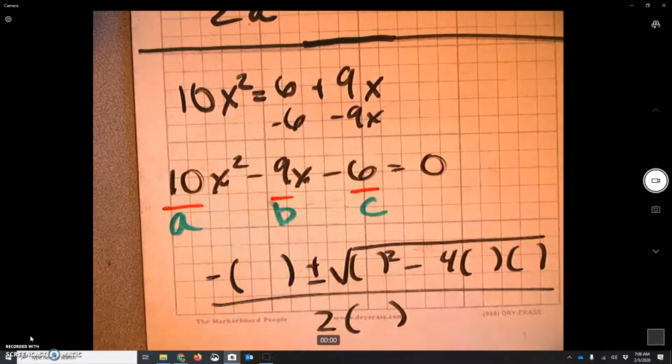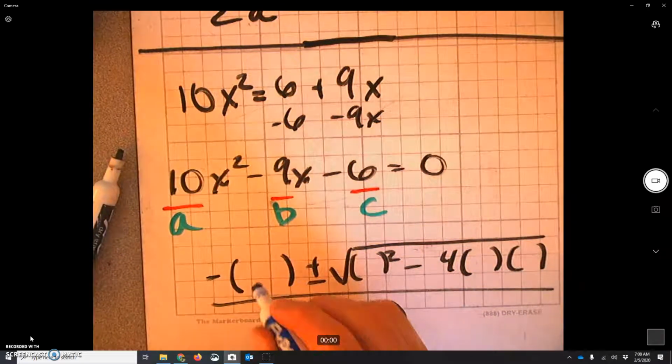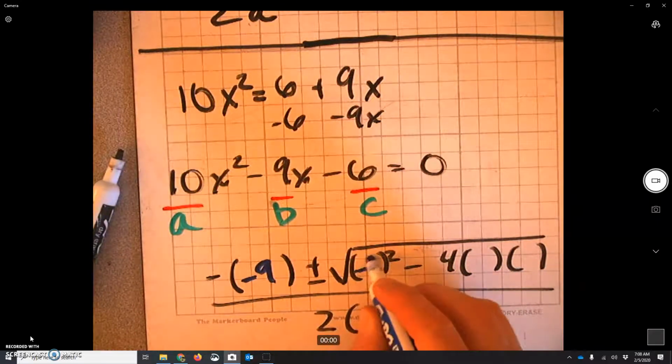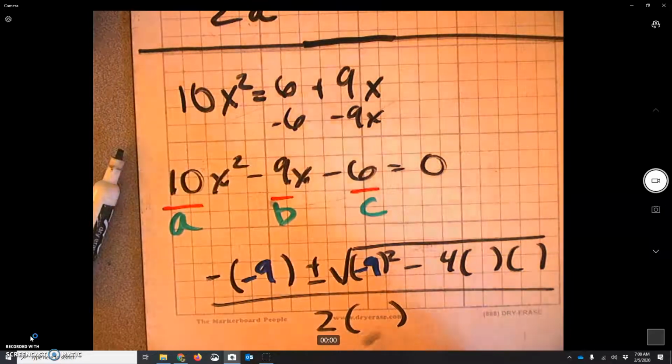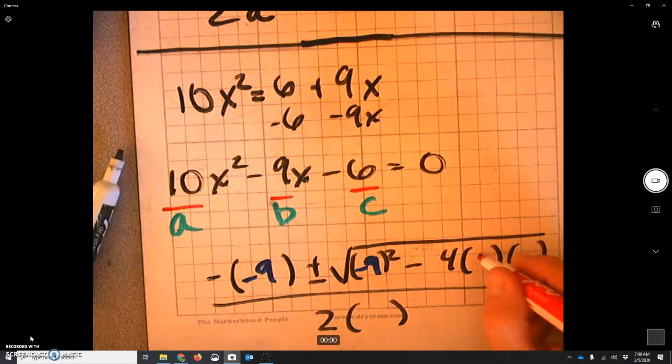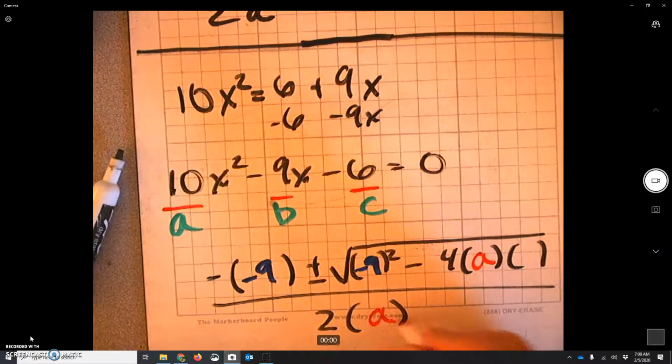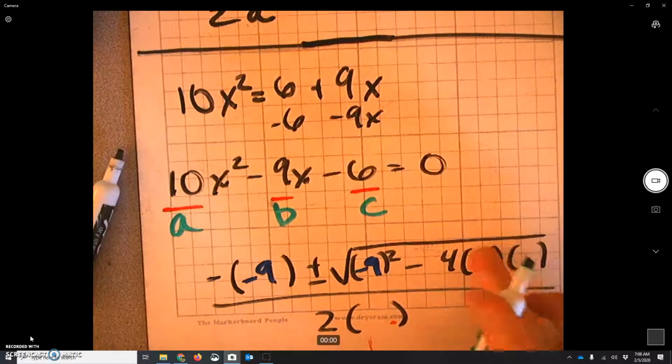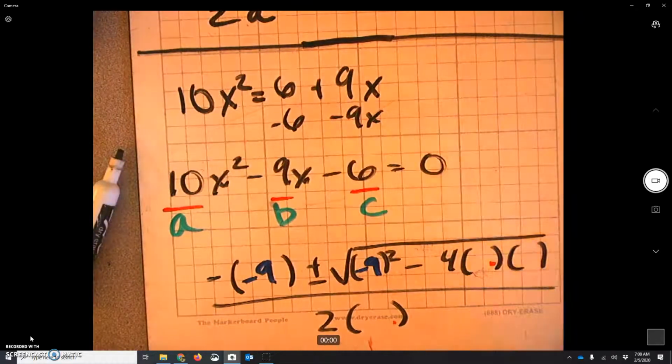So b and b is -9. A and a go here. I'll make that in red, and we'll make our c in green. Oh, whoops, I wrote a. I should write 10. There you go. And our c is -6.